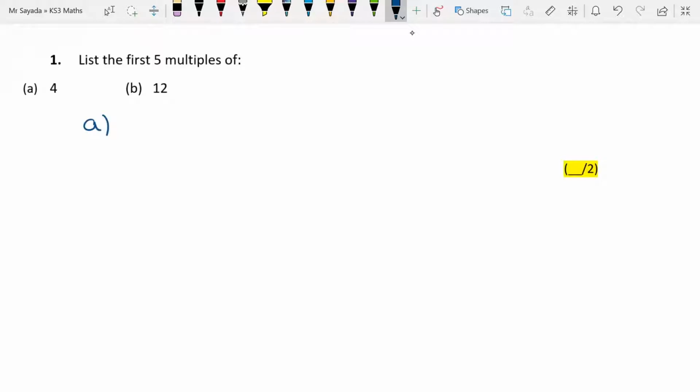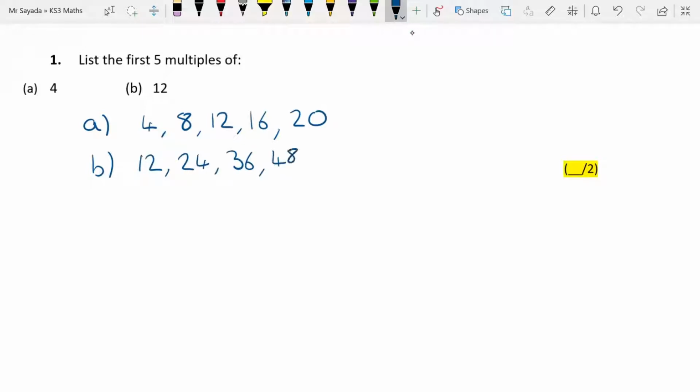First 5 multiples of 4 are 1 times 4, which is 4, 2 times 4, which is 8, 3 times 4, which is 12, 4 times 4, which is 16, and 5 times 4, which is 20. The first 5 multiples of 12 are the first 5 times tables of 12. So 12 times 1 is 12, 12 times 2 is 24, 12 times 3 is 36, 12 times 4 is 48, and 12 times 5 is 60. Please mark your work, and once you're ready, move to the next question.